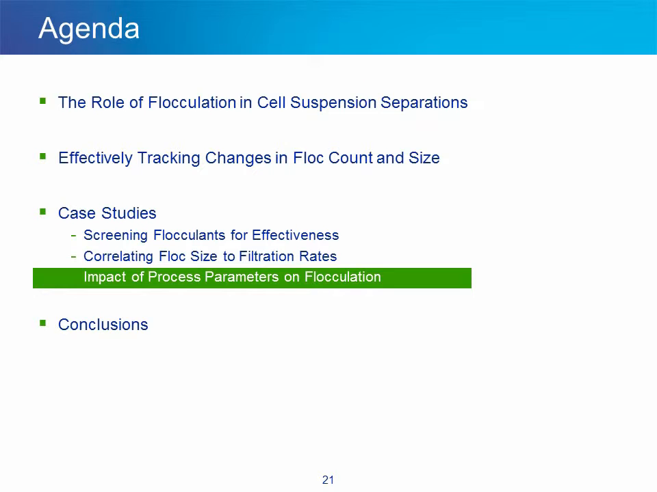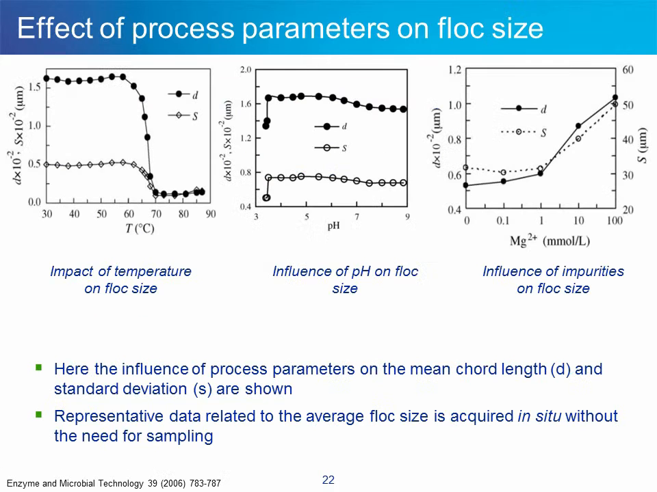So next we'll look at the impact of process parameters on flocculation. In this example, we're going to look at the flocculation of yeast cells. Here we have 3 examples of 3 different process parameters: temperature, pH, and the concentration of the magnesium cation. And we're looking at the effect of each of these parameters on floc size. So D, in each of these cases, is the mean cord length measured with the FBRM. And in this reference here, you can go into a lot more detail on the experimental setup and the work that was done for these examples.